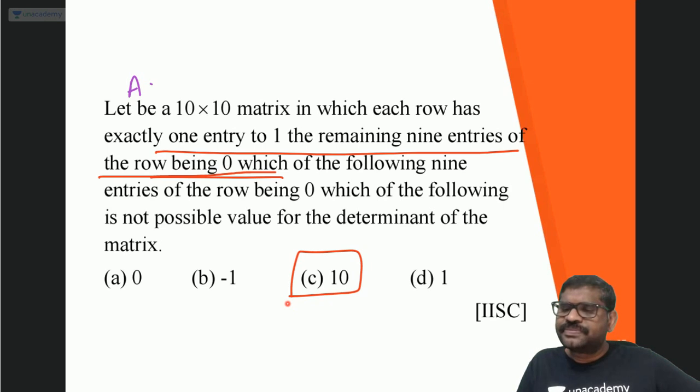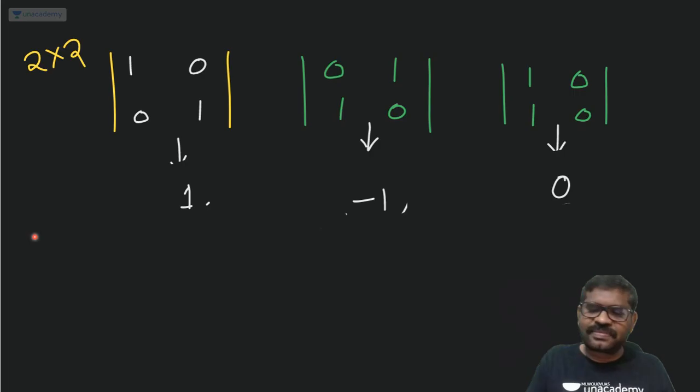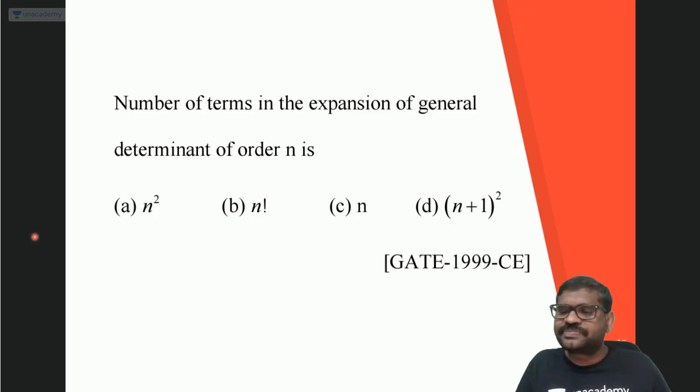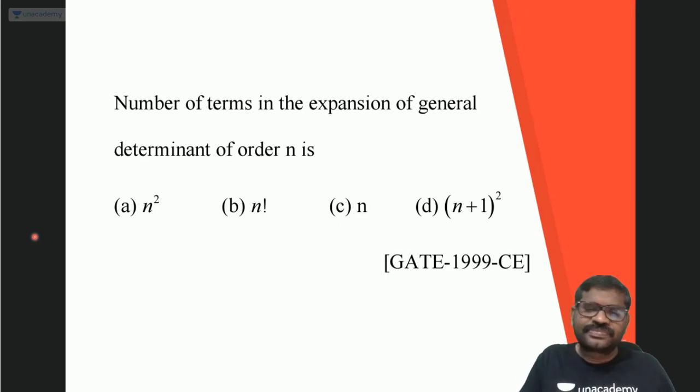Understood? Here the condition is not for columns. The condition is only for rows. Not any entry, either 0 or 1. You have to use only either 0 or 1. Not anything. Observe the next problem. Observe the problem. Try this one.